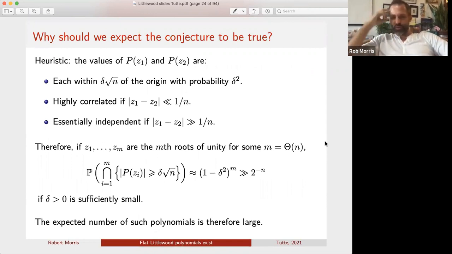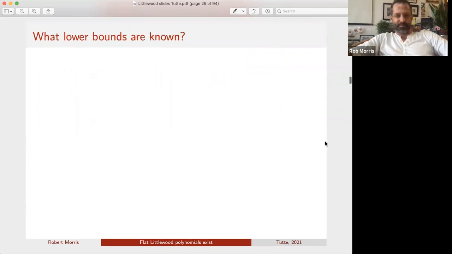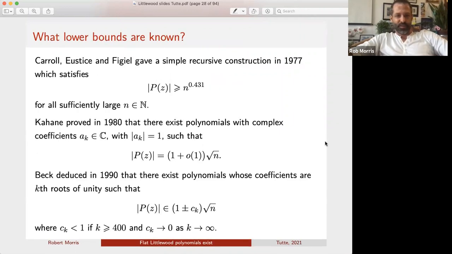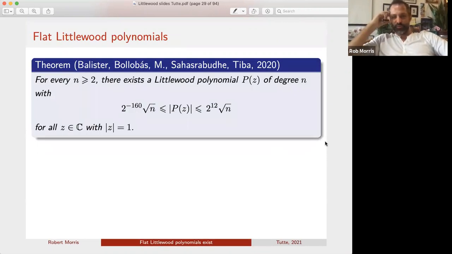Okay, so if 2 to the minus n is replaced by k to the minus n, and m is still of the same order, then we can allow delta to get closer and closer to 1, and still have this be true. Okay, so that's what was known. And this is what we proved.